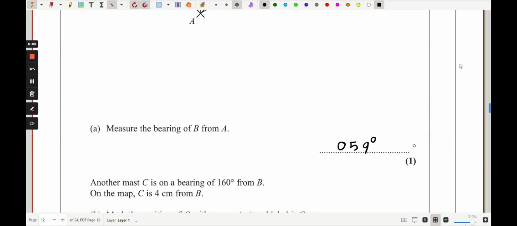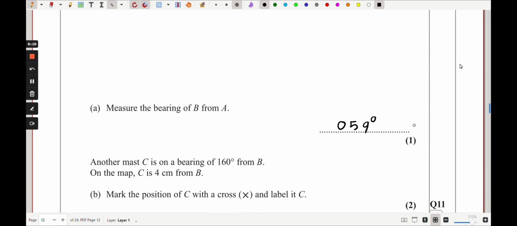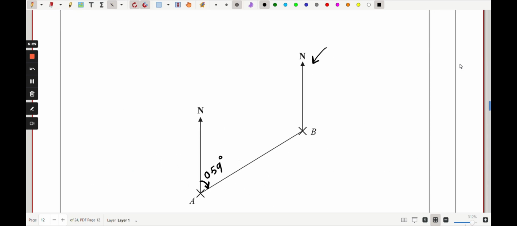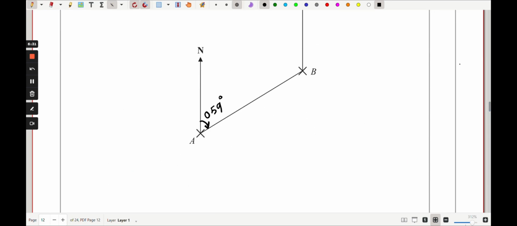Now part B, another mast C is on a bearing of 160 degrees from B on the map. C is 4 centimeters from B. Mark the position of C with a cross and label it C. So we'll get back here to our diagram. The bearing, as I said, is from north clockwise, so it will be from this direction.